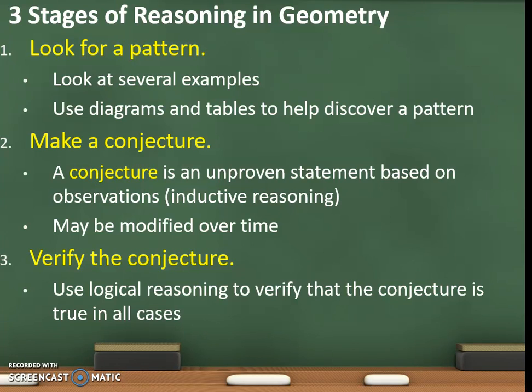Number 3 is verify the conjecture. So you have to verify by using logical reasoning that the conjecture is true in all cases. The conjecture is not proven yet, and you need to verify it by using logical reasoning. So these 3 stages are reasoning in geometry.